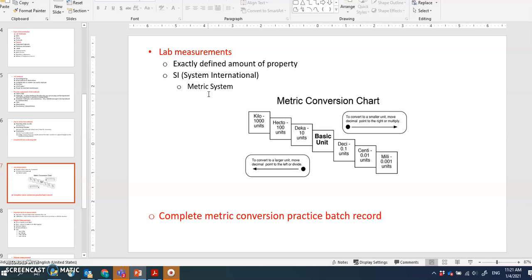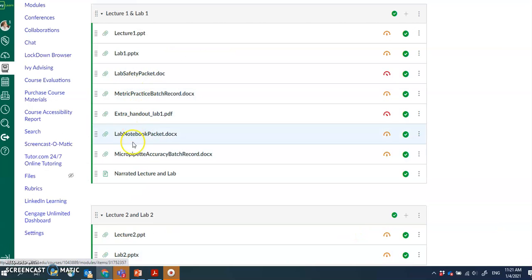So there's a metric conversion practice batch record in your course shell. Again, I want you to go back, and there's a metrics practice batch record there. I want you to download it, take a look at it, and see if you can solve those questions. Let's see if I can show you what that is.